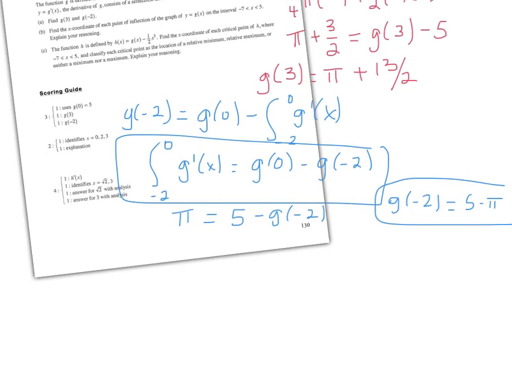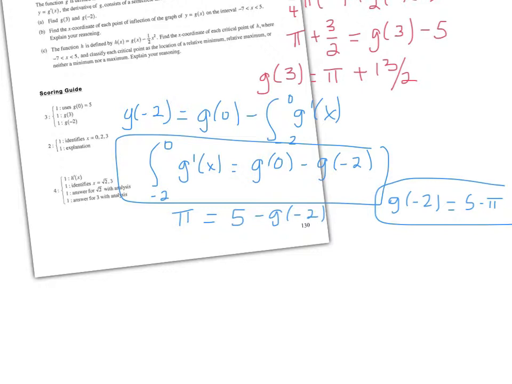So let's find the x-coordinate of each point of inflection of the graph y equals g of x on the interval -7 to 5. Explain your reasoning. Hey. I've got an engineer here, so everybody acts smart. Okay. They are very smart. All right, so you're finding the x-coordinate of each point of inflection.